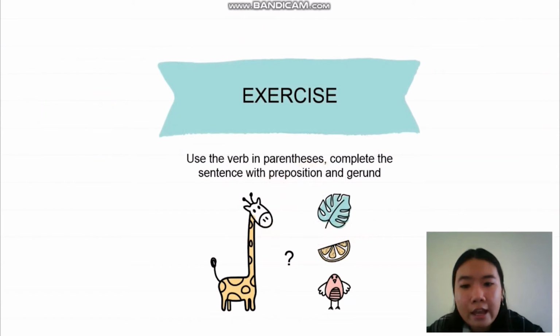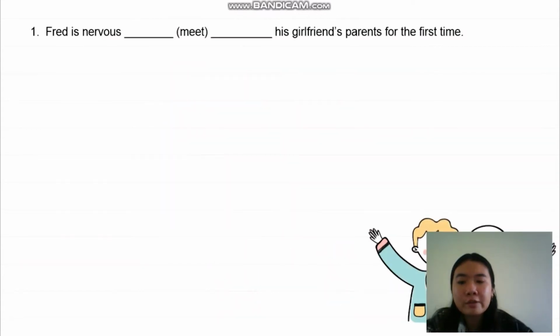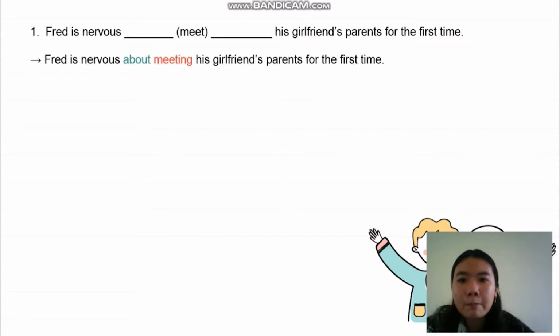Now we have the exercise. Use the verb in parentheses. Complete the sentence with preposition and gerund. The first question: Fred is nervous blank meet blank his girlfriend's parents for the first time. The answer is, Fred is nervous about meeting his girlfriend's parents for the first time.